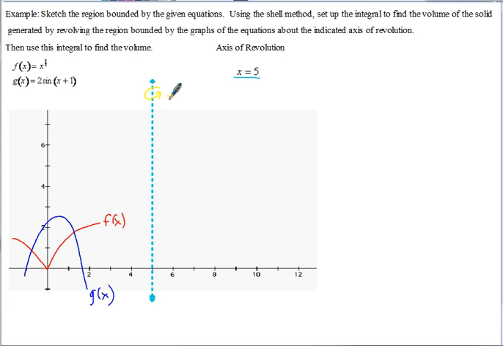And again, let's draw a representative rectangle. Set this up correctly. Width is dx. And when it wraps around the line x equals 5, we get a cylindrical shell, like something like this. So again, the two things we need to figure out are the radius and the height. So let's start with the height because that's usually the easiest of the two to figure out. And again, you can see the height, just the rectangle. There's our height, h of x.